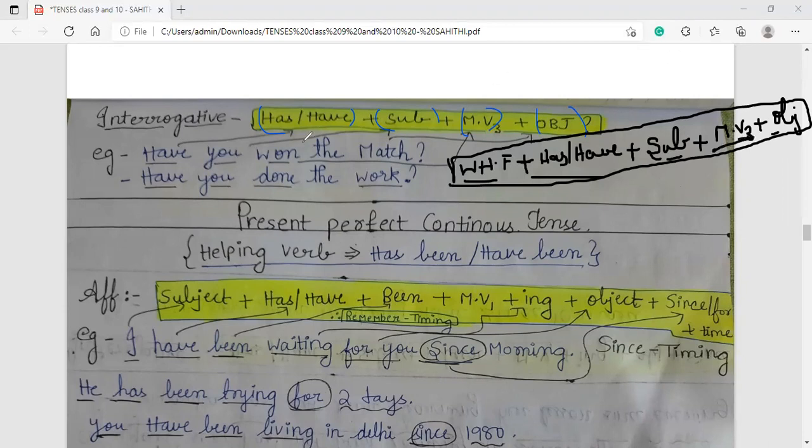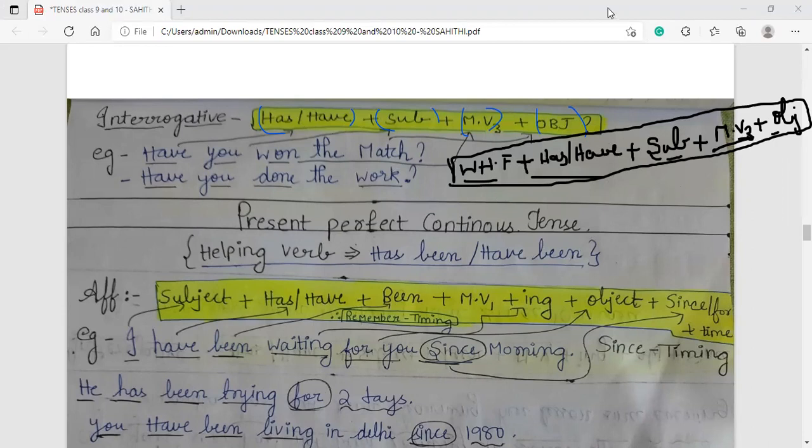Remember this now. In this, what will you have? Why have you done this? Why have you done this? You can ask like this. What have you done now? What have you done? What have you done to the doll? What have you done to the toy? In this way we can frame examples for double interrogative too.